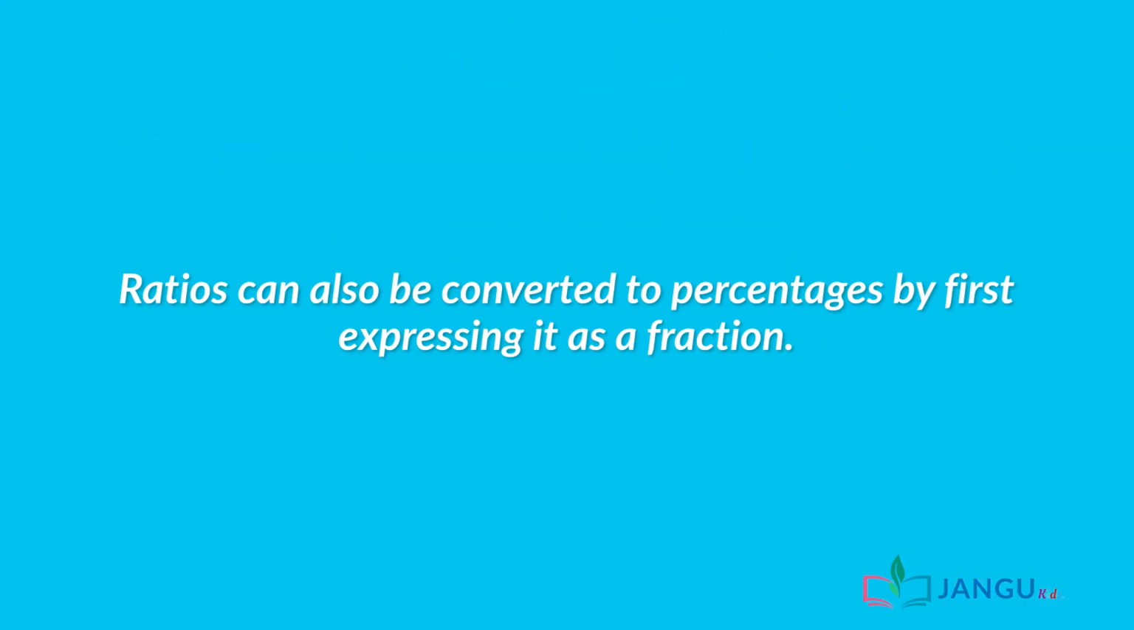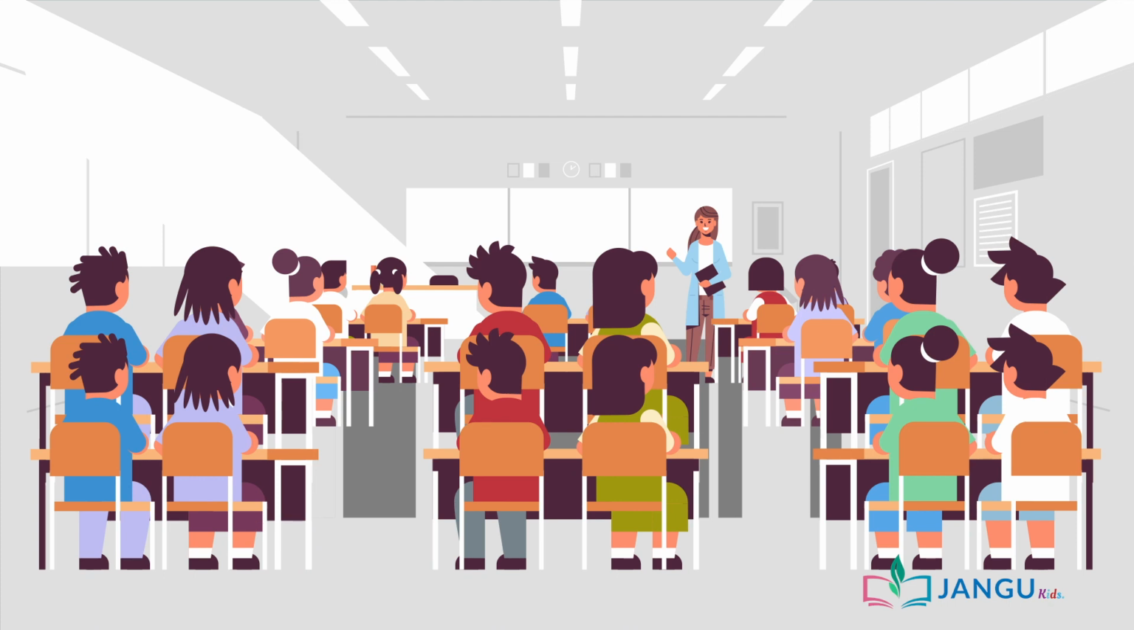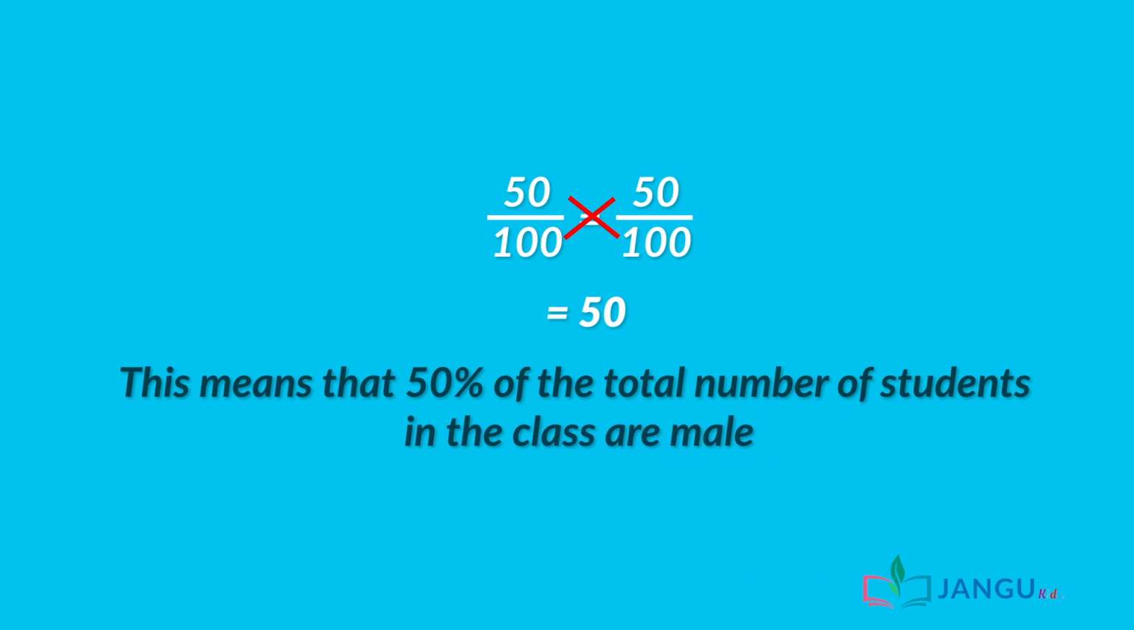Ratios can also be converted to percentages by first expressing it as a fraction. For example, in a class of 100, if the ratio of male to female students is 50 to 50, that is 1 to 1. To find the percentage of male students, we first write the ratio as fractions. 50 over 100 is equal to 50 over 100. Then we cross multiply and divide to get the result of 50. This means that 50% of the total number of students in the class are male.